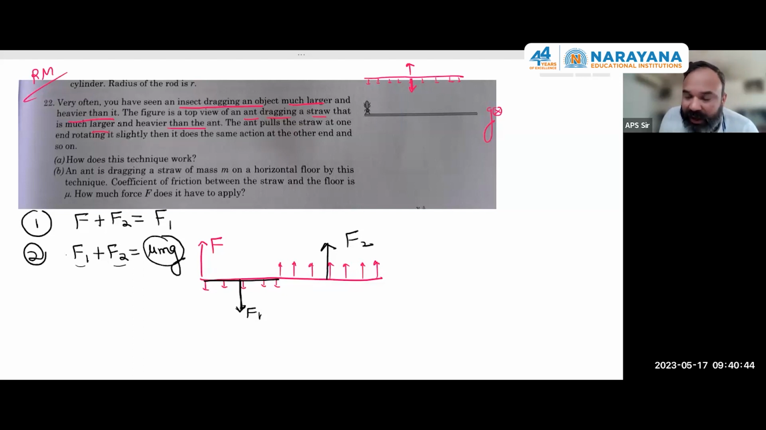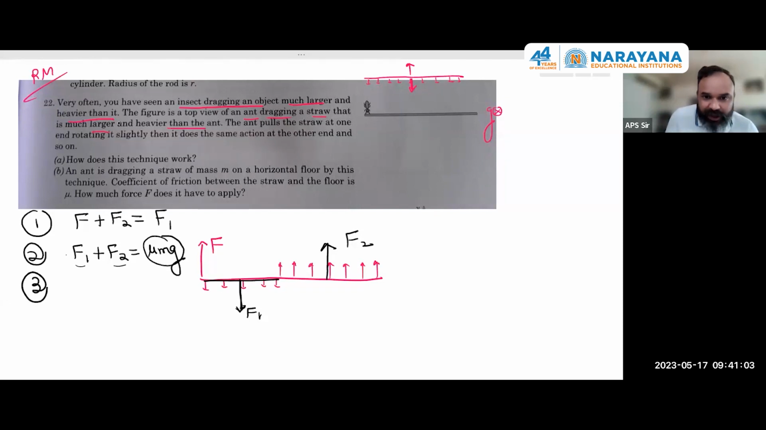But the sum of the magnitudes of these forces will be the total friction. Very interesting point I'm making here. Observe carefully. Every differential segment has mu dm g, so all the mu dm g's are there. The sum of their magnitudes is the net magnitude, which is mu mg. That is my second equation.